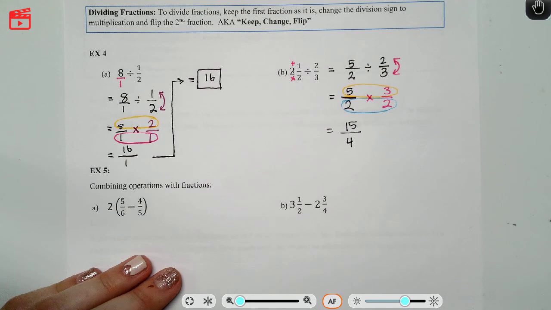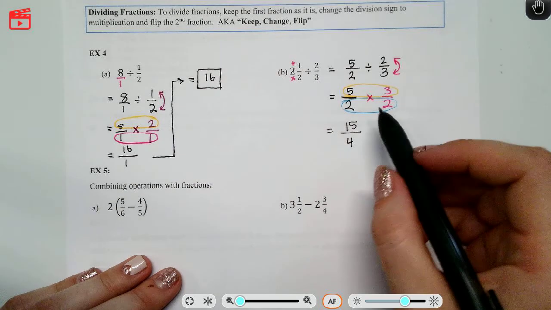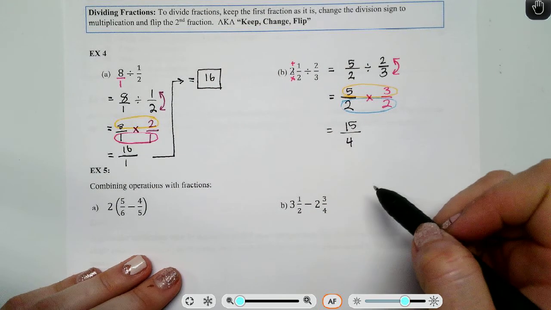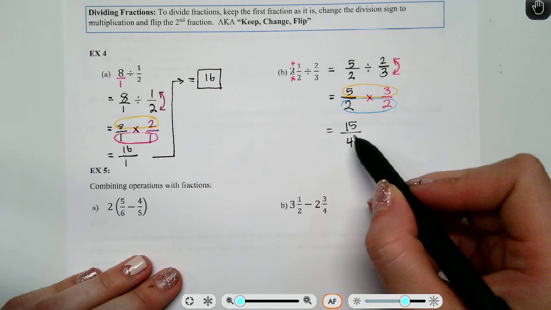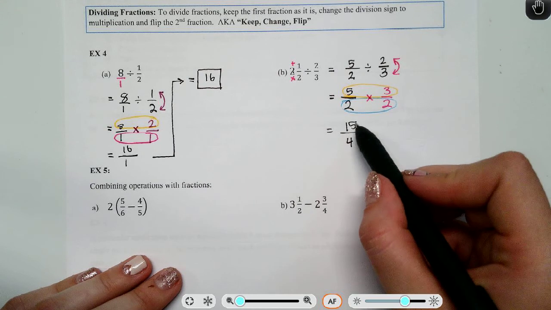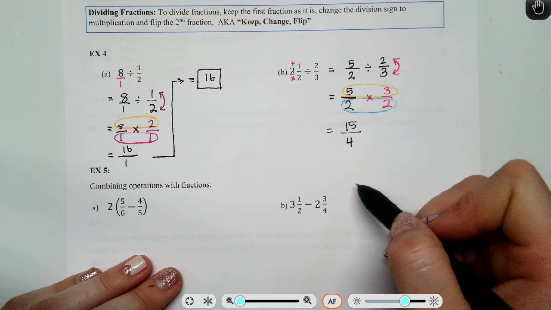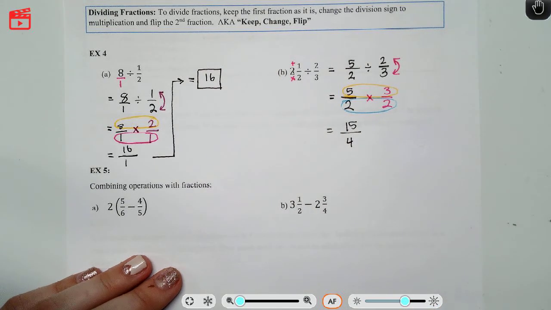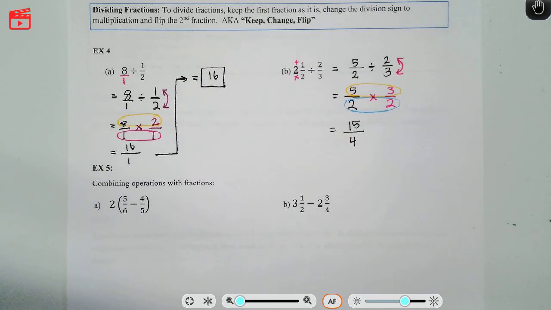All right, so if I wanted you to answer, the moment this answer is an improper fraction, which most of the time I will accept, as long as it is simplified. Okay, so this is simplified. No number can go into 15 and 4. But if you wanted to answer as a mixed number, how do we do that?